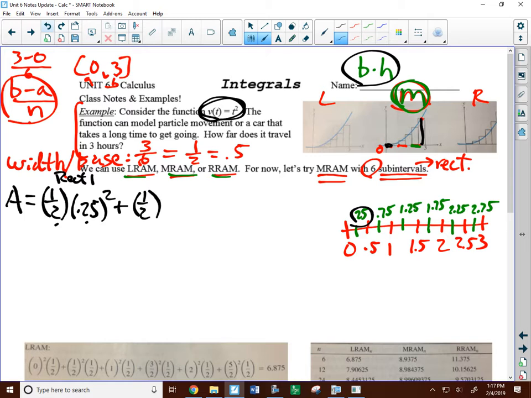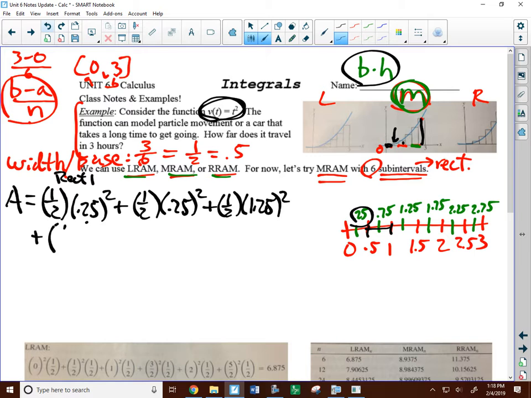Okay, so rectangle 2, which is right here, the base is half, and then the height is going to be 0.75 into my function. So 0.75 squared. Third rectangle, 1/2 the base times the height, 1.25 squared. I'm going to have to go down here.